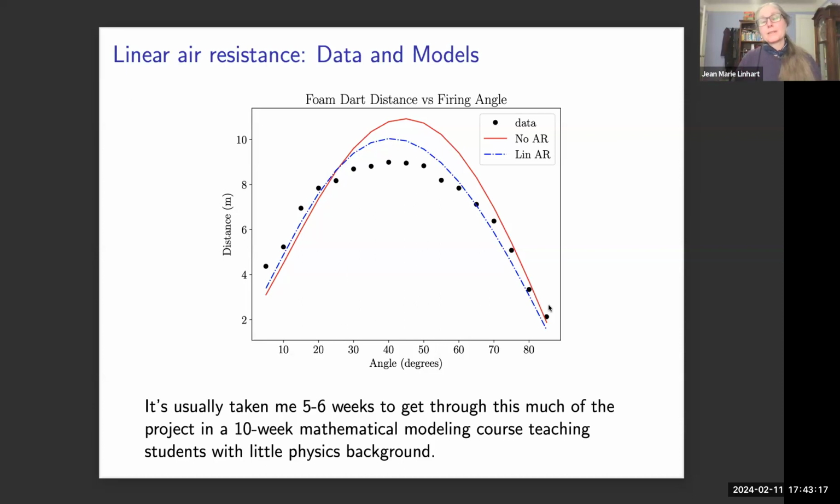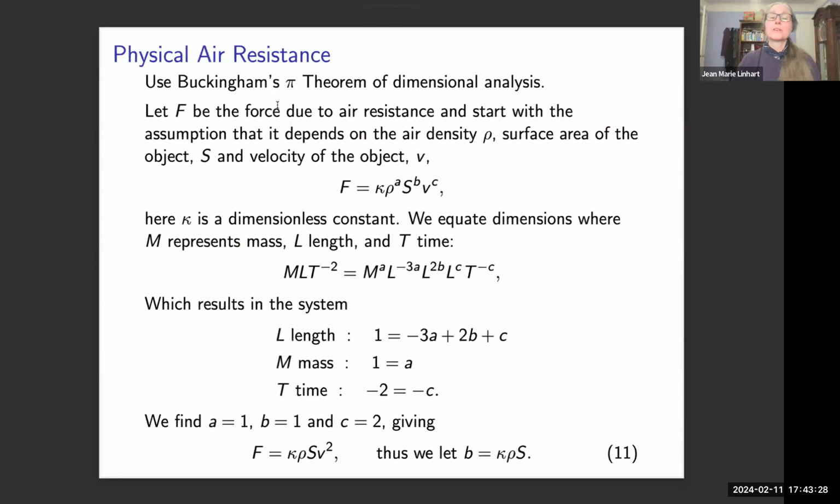So the next step is, neither of these models really truly matches the data. So can we, of course, do better? So we're once again returning to the modeling process. And the next thing we're going to do is try to use Buckingham's pi theorem of dimensional analysis to help us truly find the correct form of the air resistance term.